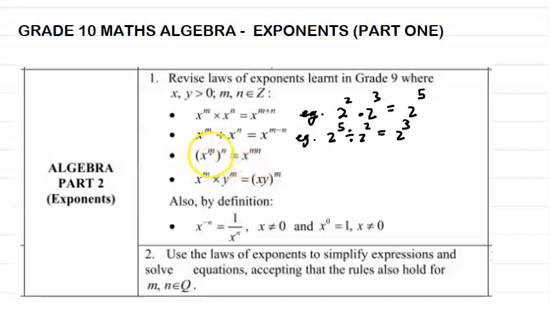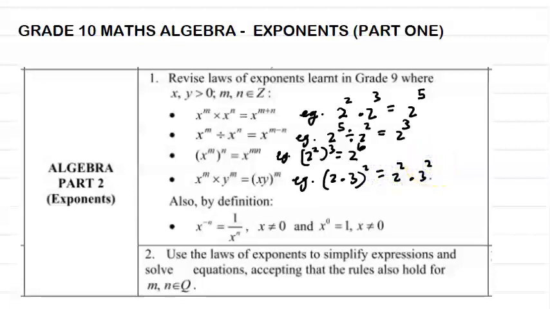Here, if I have an index which is raised to a power, or vice versa, a power raised to an index, I need to multiply. So that will be x to the m times n. So if we have 2 squared all cubed, that will be 2 to the 2 times 3, which is 2 to the 6. And here if I have x to the m times y to the m, it's equal to xy to the m. An example of that is if I had 2 times 3 all squared, that will be 2 squared times 3 squared.